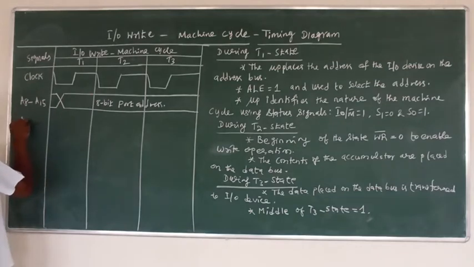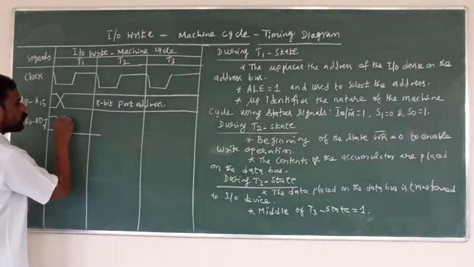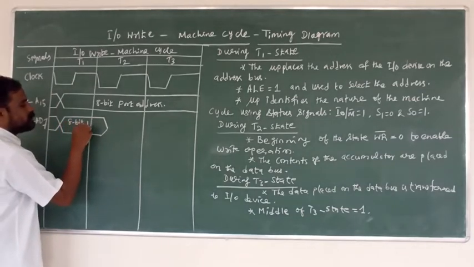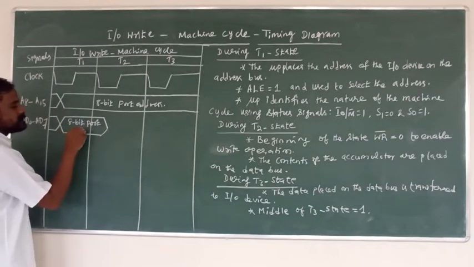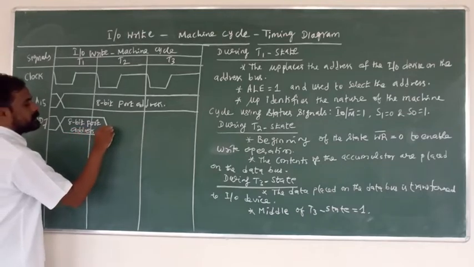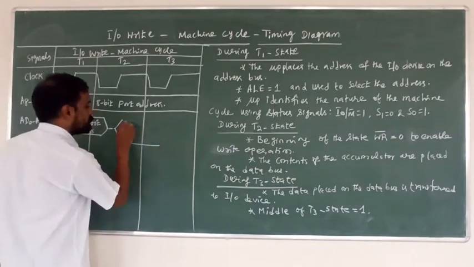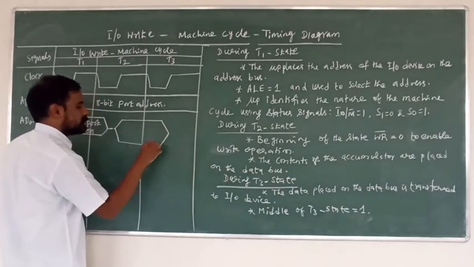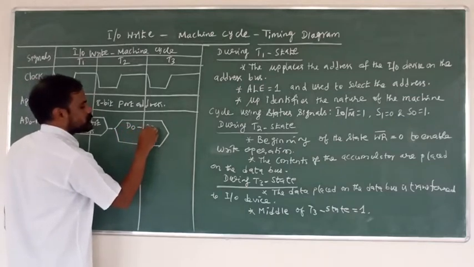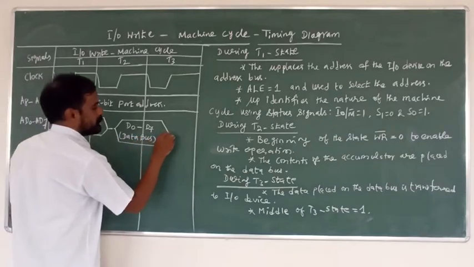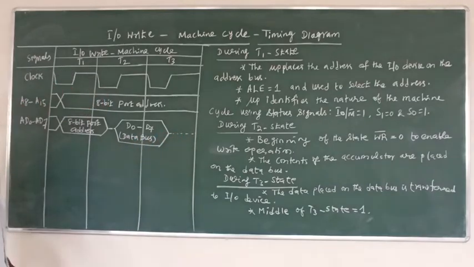Next, the low order address AD0 to AD7. This is also two lines. One line goes to high and one line goes to the low state. And here also it will select the 8-bit port address. And in the middle of T2, it will select the data bus up to T3. In the middle, D0 to D7, it will select the data bus. And the remaining will be demonstrated.